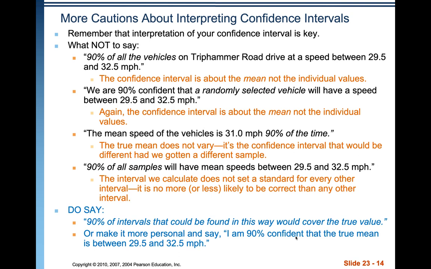And you don't want to ever indicate that any percentage of samples are going to end up with exactly the same endpoints that we found. Because of sampling variability, the sample means are going to vary, and therefore the exact intervals will vary. Here's what a confidence interval should say. 90% of intervals that could be found in this way would cover the true value.